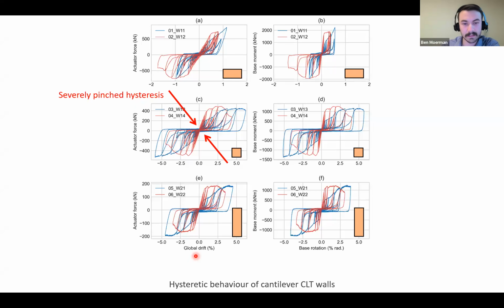On the x-axis here, we have global drift. On the y is actuator force or base moment for these. So you can kind of get a feel for what forces we were getting up to, sort of around 700-800 kilonewton in the long wall, 400 in the square wall, and about 200 in the tall wall.